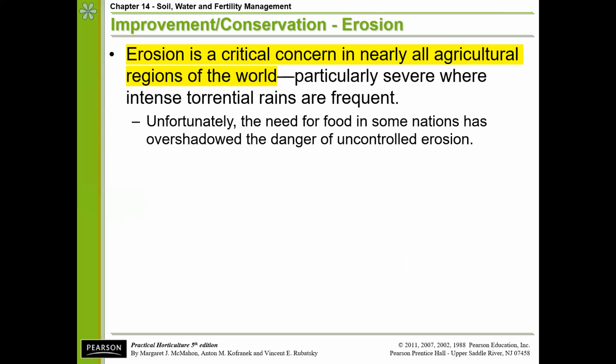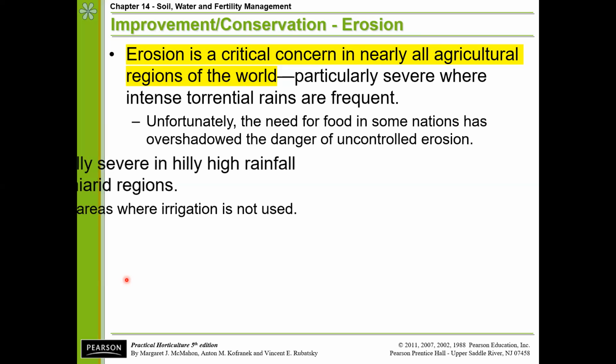Of course, another huge issue with soil conservation is erosion. And that's pretty much a critical issue everywhere that agriculture is practiced. And we think of erosion mostly as the loss of topsoil, mostly through rain, but it can happen through wind as well.